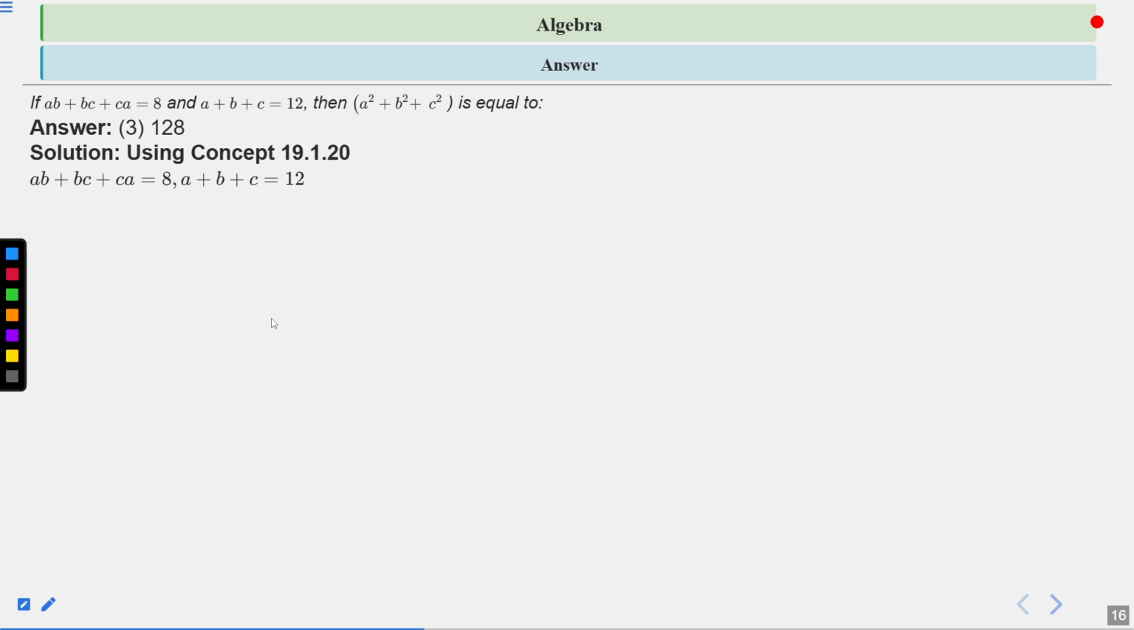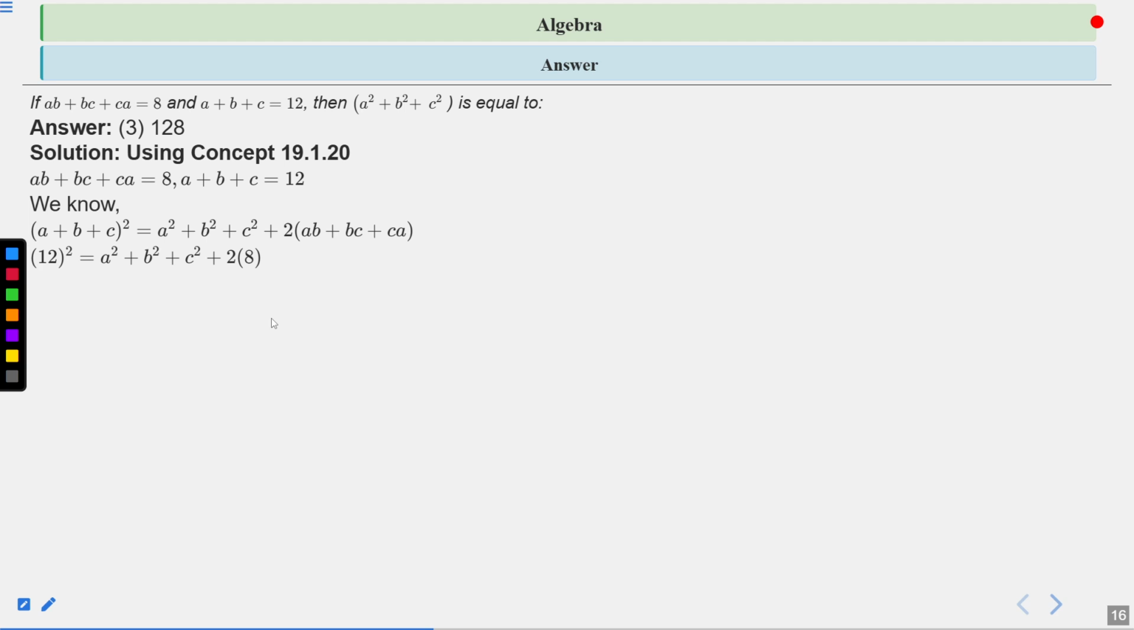So we have the value of these two, AB plus BC plus CA equals 8 and A plus B plus C equals 12. So we know that A plus B plus C whole square is A square plus B square plus C square plus 2 times of AB plus BC plus CA. Now just put the values. We have the value of A plus B plus C, which is 12. So 12 square equals A square plus B square plus C square plus 2 times of AB plus BC plus CA. So we just put the value 8.